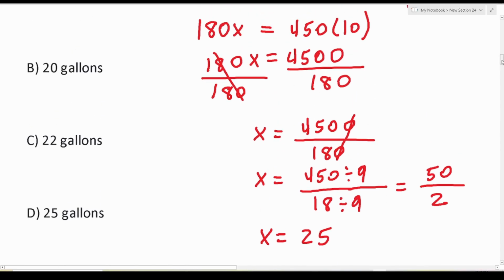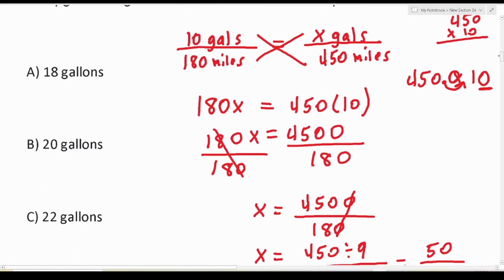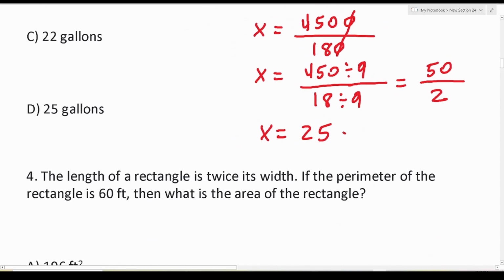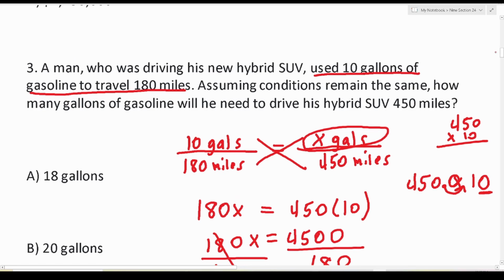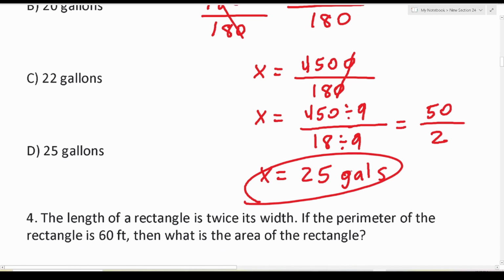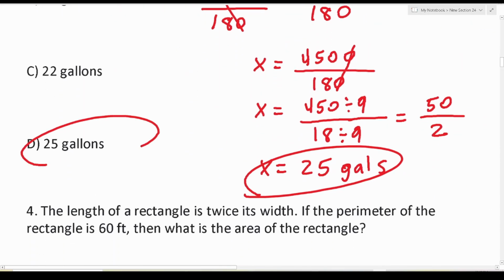Of course, if we look back at our original proportion, we can see that x corresponds to gallons. We can see that right here. And so we'll go ahead and tack on our units down here. And this says if this guy can drive his SUV 180 miles with 10 gallons of gas, it will take him 25 gallons to drive his SUV 450 miles. So the answer to this one is D, 25 gallons.